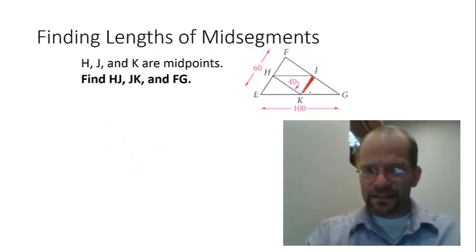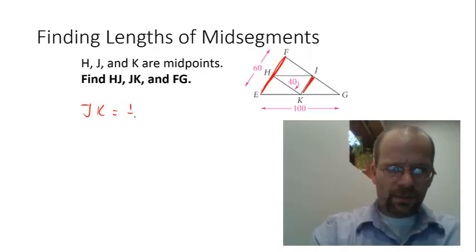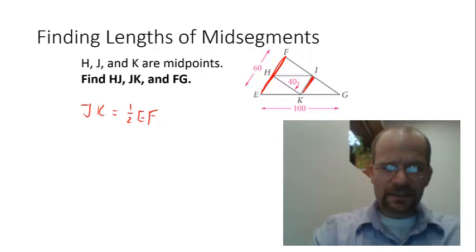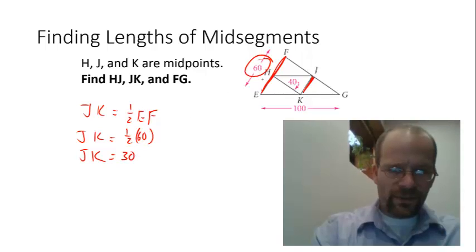Let's go ahead and look at JK now, see if we can find JK. JK is here. We know that JK is equal to 1/2 EF, because EF is the third side, the parallel side there. And we can see that EF is equal to 60. So JK equals 1/2 of 60. And therefore JK equals 30 units.